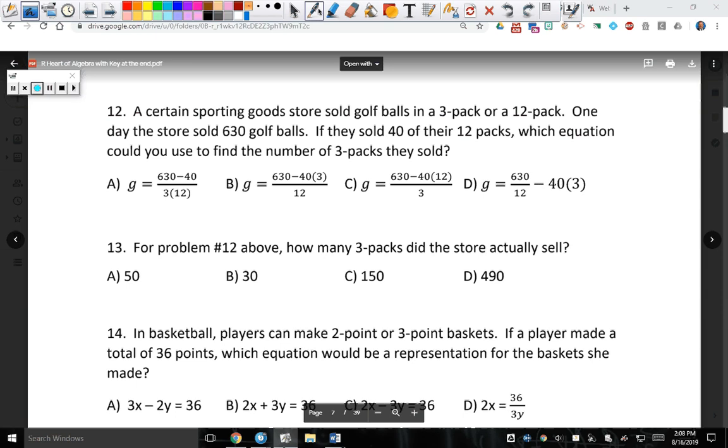I have a 3-pack and a 12-pack of these golf balls, and the store sold a total of 630. So if you're selling 630 and 40 of their 12-packs, to me, "of" is important. I keep going back to that. In this case, I have 40 packs of 12. And right there, that's the only multiplication that you can see up there that shows the 40 and 12.